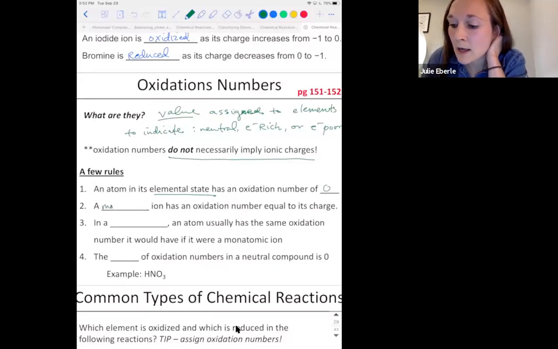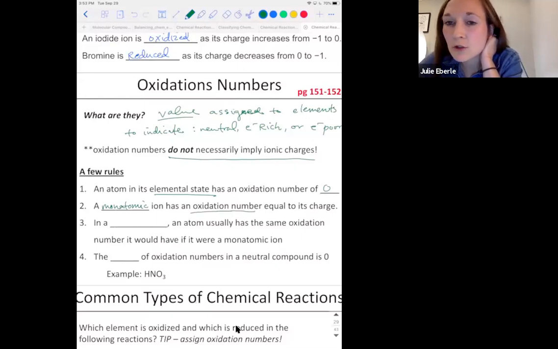A monatomic, what does that mean? That means a single atom ion. Mono was the prefix for 1, if you remember, when we named binary covalent compounds. So a monatomic ion, an ion that is just one atom, not a polyatomic, is going to have an oxidation number equal to its charge. That's why these are so similar to charges. They're basically charges, we just call them oxidation numbers.